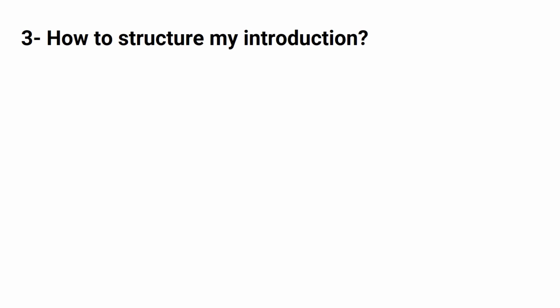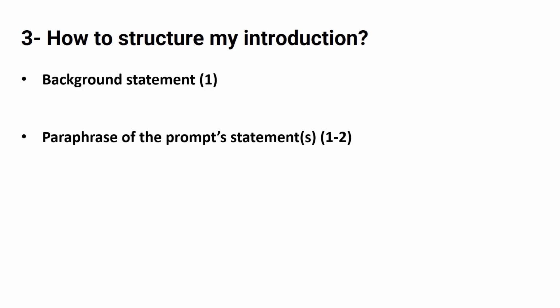So what are the parts? The first is a background statement. It should be written in 1 sentence. After that, paraphrase of the prompt statement. The prompt statement means the sentence which is given in the exam. You can paraphrase it in 1 to 2 sentences. And the last part in your introduction is the thesis statement. Now let's understand what each part means.